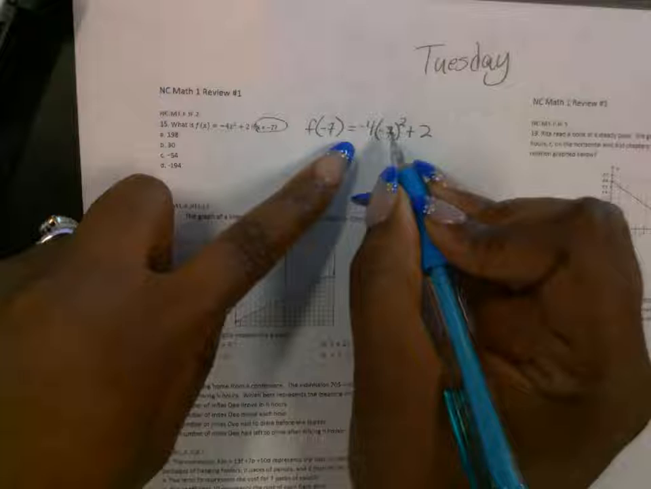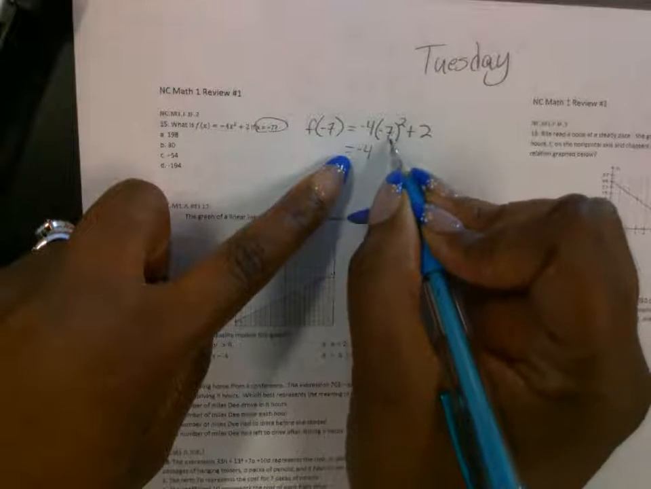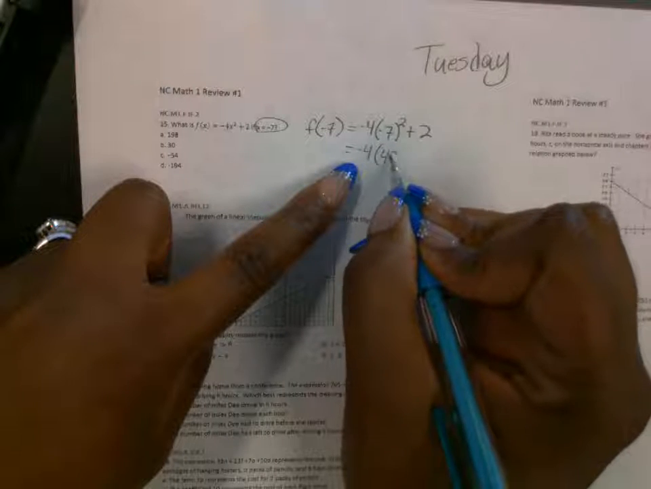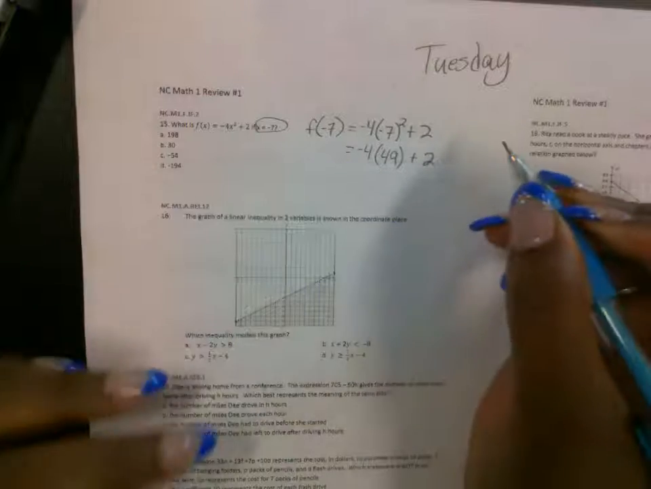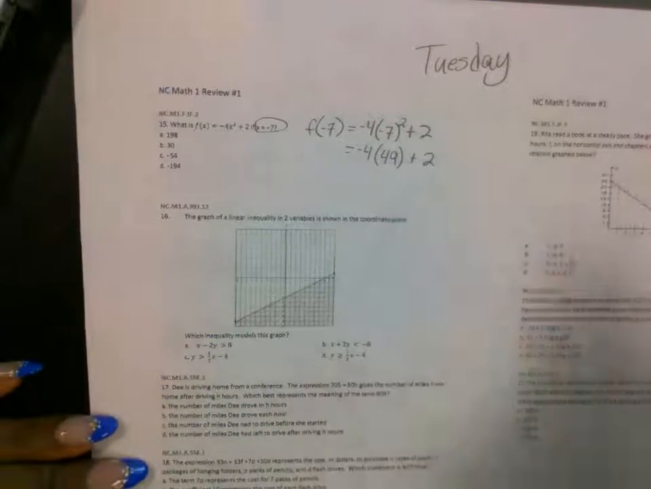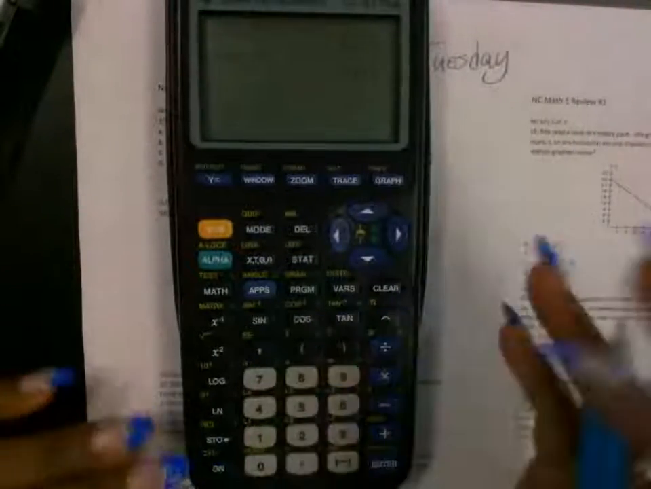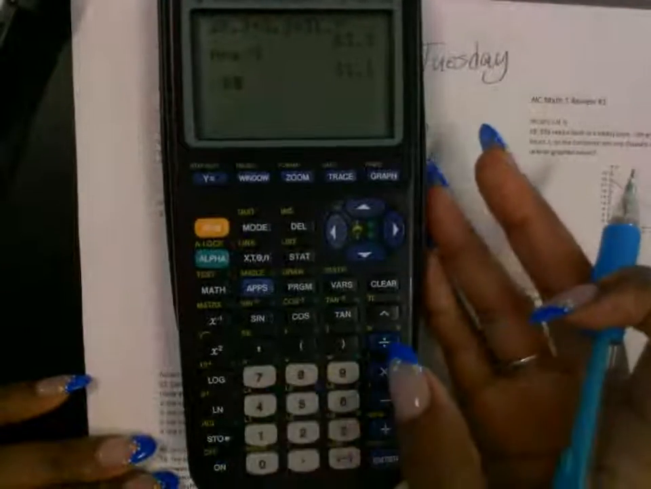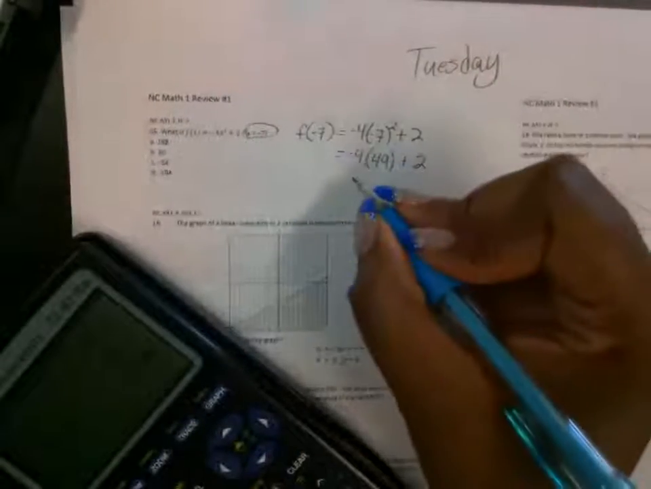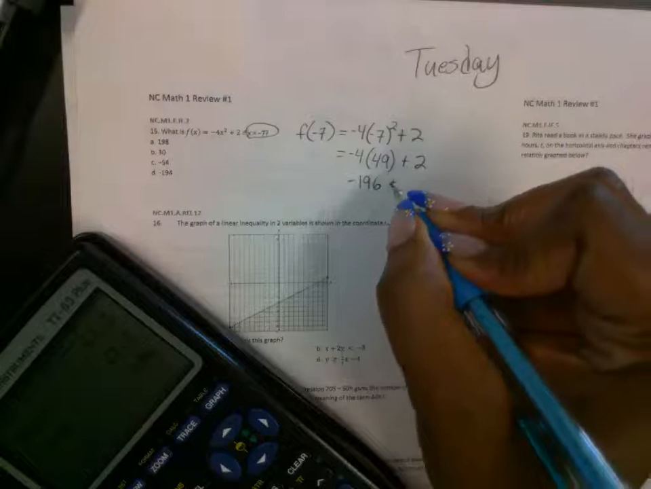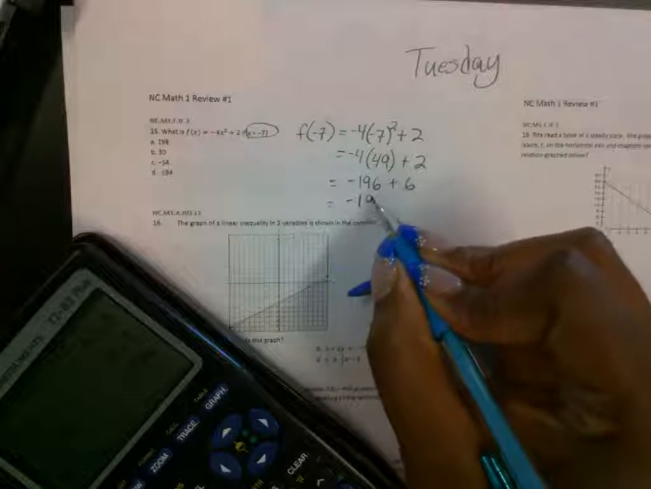Okay, so order of operations, we do this first. So this is going to bring down the -4. This is going to give us 49. Okay, and we got plus the 2. Okay, so now we're going to multiply -4 times 49. And that gives us -196 plus 2. And that gives us a -190.